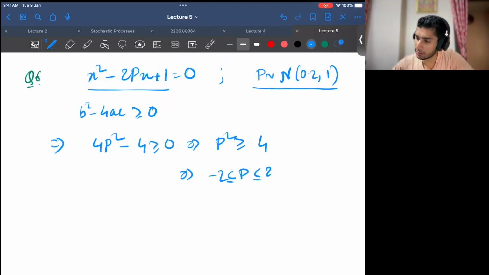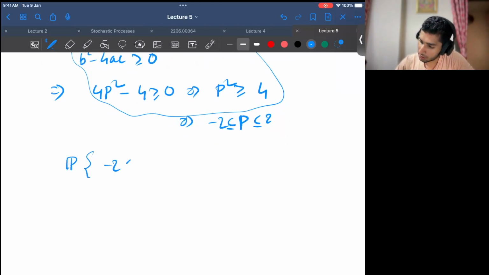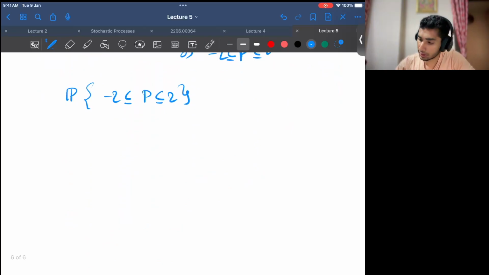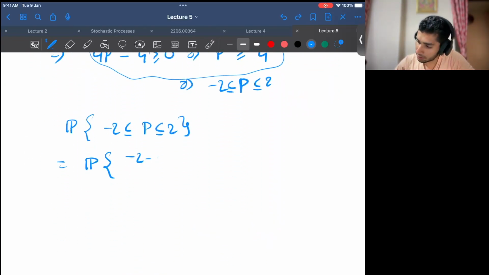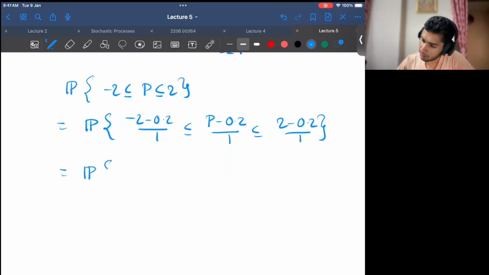So basically the question is, for p as this random variable, what is the probability that p is between minus 2 and 2? This is like a disguised way to ask this question. Whenever you are asked this, just normalize everything. This is equal to the probability of (minus 2 minus 0.2) by 1 less than (p minus 0.2) by 1 less than (2 minus 0.2) by 1. And this is equal to the probability of minus 2.2 less than z less than 1.8.